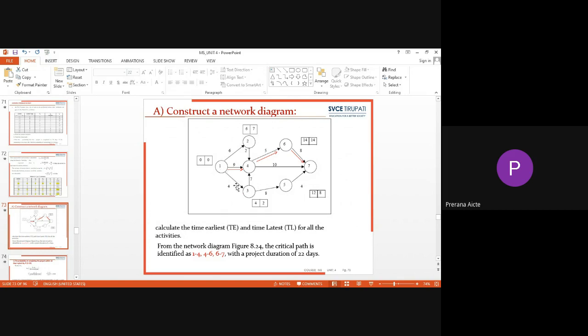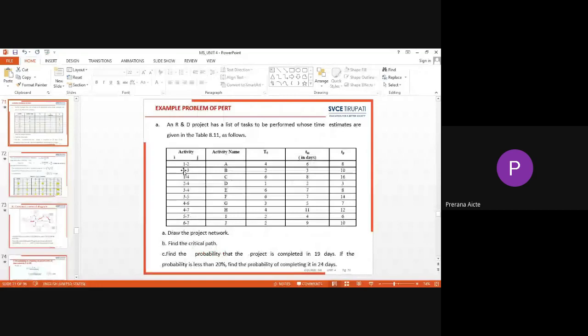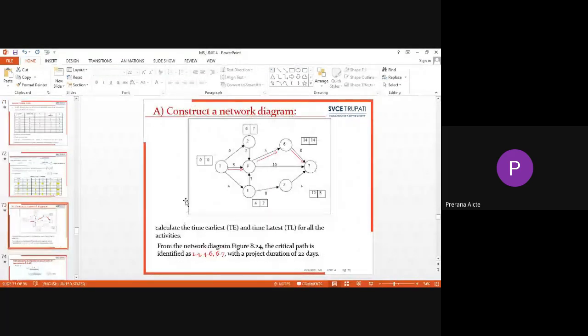So therefore, this 1-4 activity, once it is completed, then we will go to the 3-4 activity. Similarly, we will draw the other activities, like 3-4, 3-5, 4-6, and so on. The activity 3-5 can be started in the construction of the network only once the activity 1-3 is completed. So unless the 1-3 activity is completed, we cannot represent the 3-5 activity, which has a duration of 8.